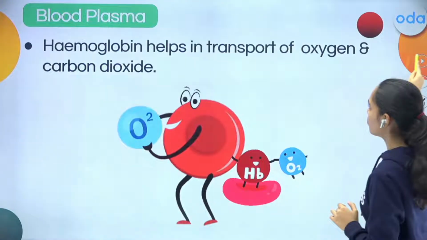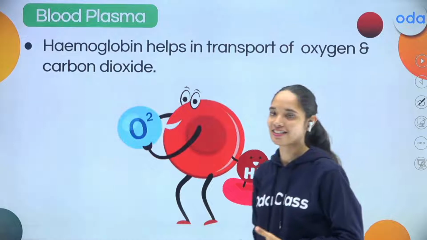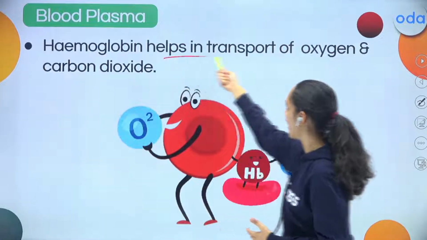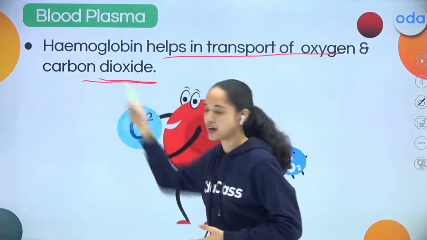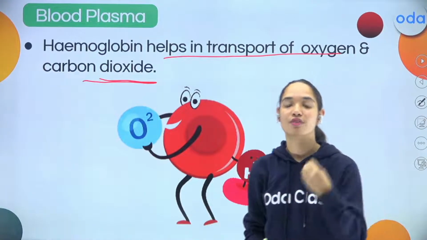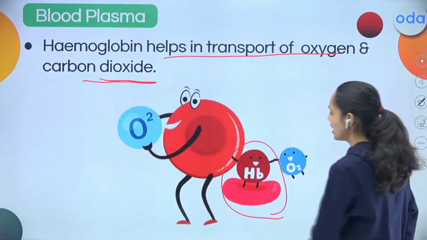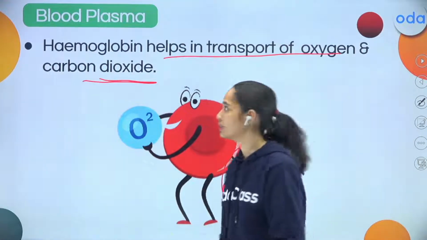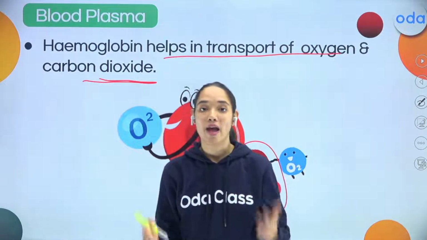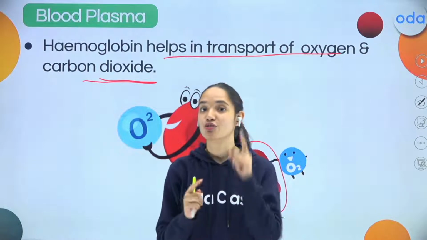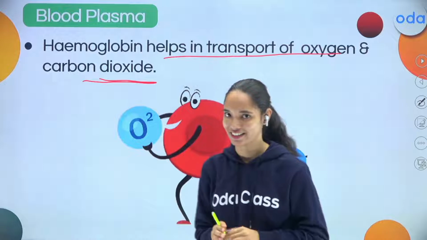Before talking about white blood cells, let us also discuss that hemoglobin helps in the transport of oxygen and carbon dioxide. This is the function of red blood cells. The hemoglobin which is present in the red blood cell delivers the oxygen and also removes the carbon dioxide. This is why our parents keep telling us to eat green leafy vegetables which contain iron.